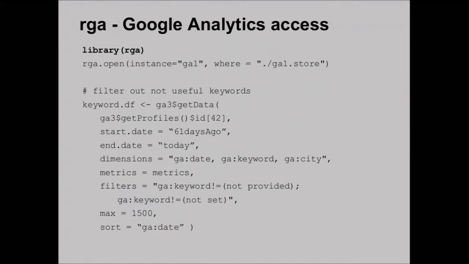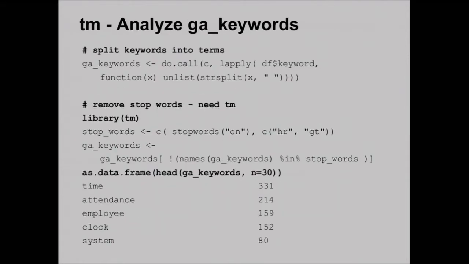To today, we are looking specifically for keywords. That's a dimension. In this case, we're also looking for city and date. We don't really need to. And then the final part is that in this call, we can do some filtering on it. In this case, we're only interested in real keywords. So we filter out keywords where it says not provided or not set. And we launch that search into Google Analytics. Based upon the data that we get back, the last library used was RGA. In this case, we use a text mining library called TM.